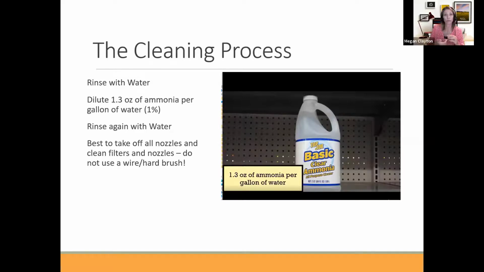And then also you want to take off your nozzles and rinse those out real well. Never use a wire brush or get it real aggressive with scrubbing them, because you'll actually mess up the holes on those nozzles. But definitely rinsing them is a really good practice, because you don't want that chemical sitting in there and wearing on your filters and your nozzles over time.